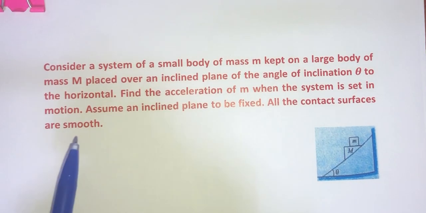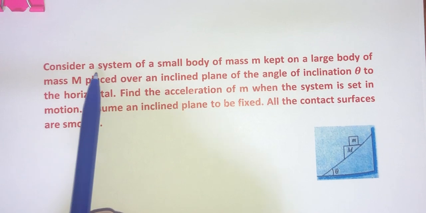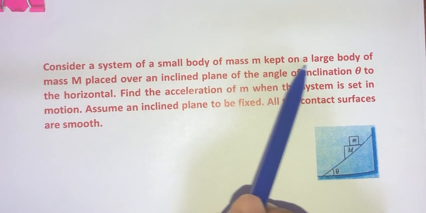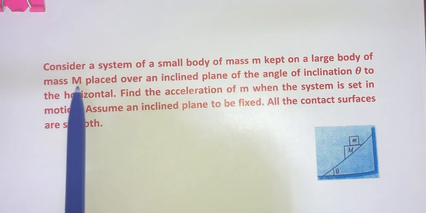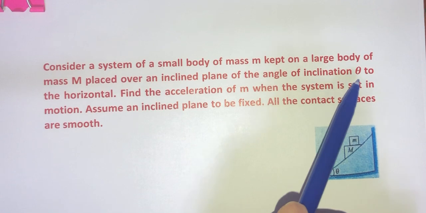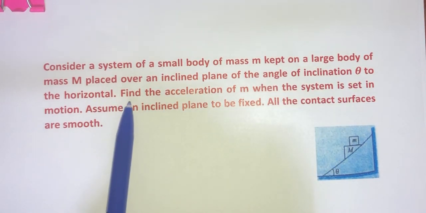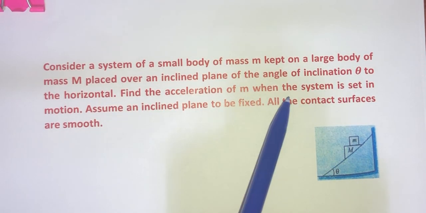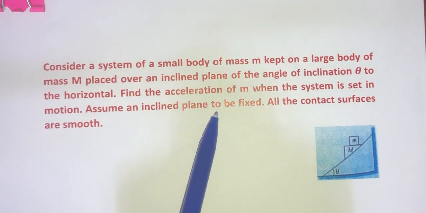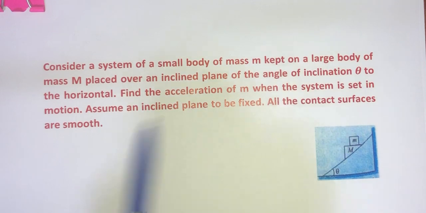Hello friends, from today's question, consider a system of a small body of mass m kept on a large body of mass capital M placed over an inclined plane of angle of inclination theta to the horizontal. Find the acceleration of m when the system is set in motion. Assume the inclined plane to be fixed. All contact surfaces are smooth.